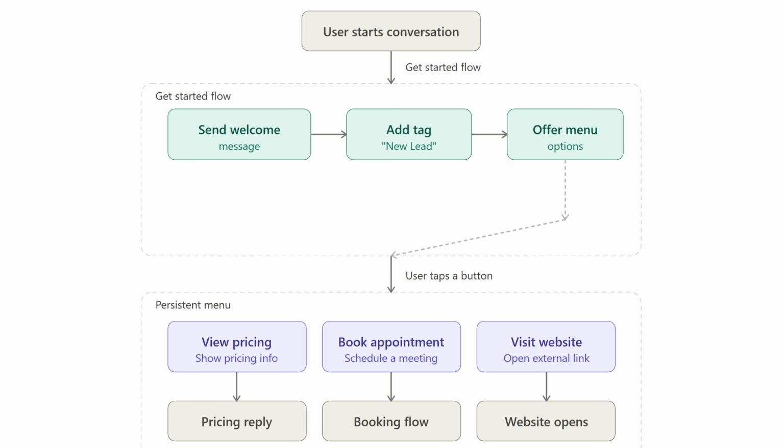Here's a simple example setup. For your Get Started flow, send a welcome message, add a new lead tag, and offer menu options. For your persistent menu buttons, view pricing, book appointment, and visit website.